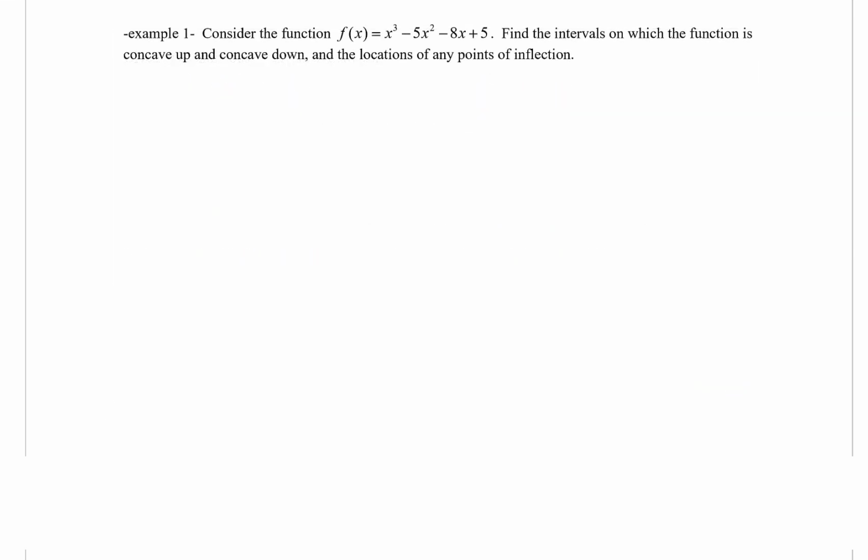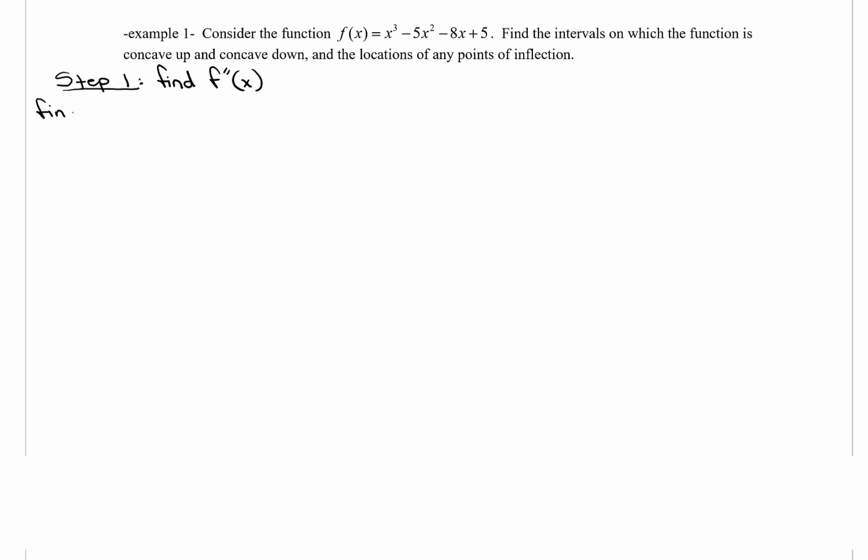Example 1. Consider the function f of x equals x raised to the third power minus 5x raised to the second power minus 8x plus 5. Find the intervals on which the function is concave up and concave down and the locations of any points of inflection. Step 1. Find f double prime of x, or find the second derivative.